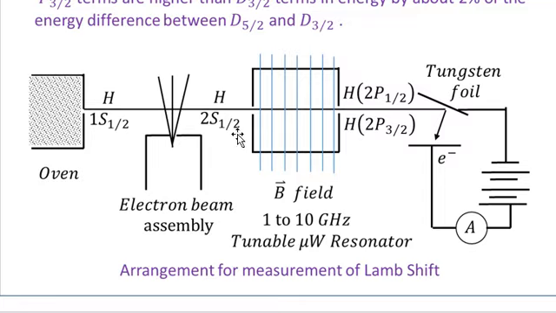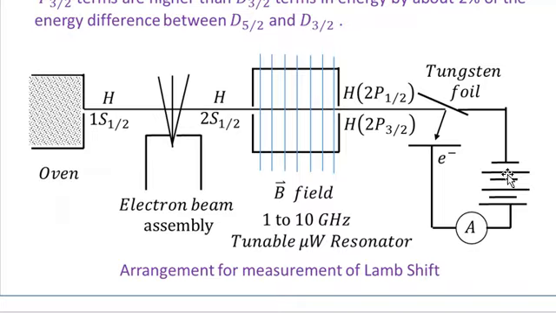But you know that if some percentage of 2s1/2 is converted to either 2p1/2 or 2p3/2, then of course it means that we are reducing the percentage of 2s1/2 reaching the tungsten foil, because a part of it has been converted to 2p1/2 or 2p3/2. So due to the reduced percentage of 2s1/2 reaching the tungsten foil, the current will decrease, and the decrease in current will indicate that either we have produced 2p1/2 or 2p3/2.